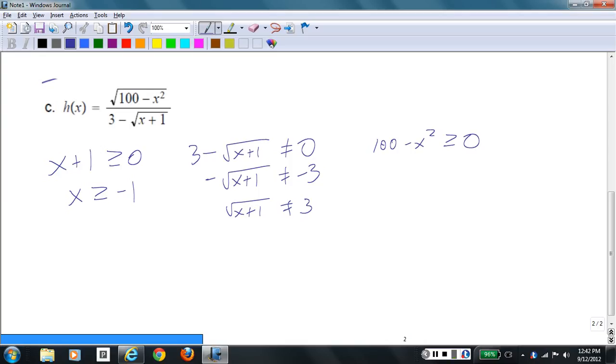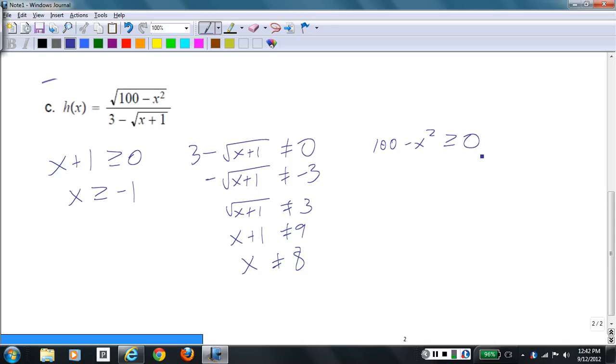So x better not be the number you can add 1 to and get 9. Right? x plus 1 better not be 9, so x better not be 8. So there's an issue with x equals 8. We want to explore how the graph may fail to be continuous at 8.